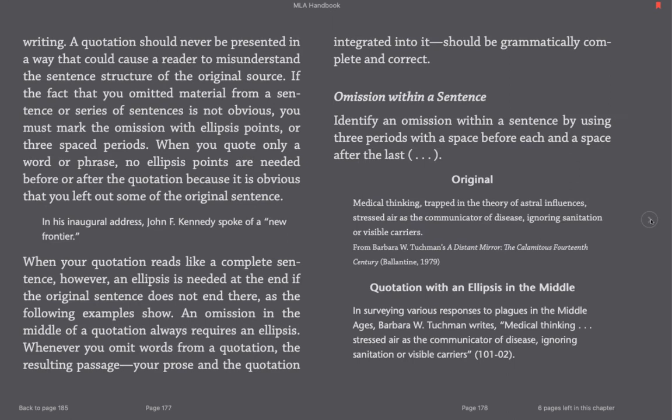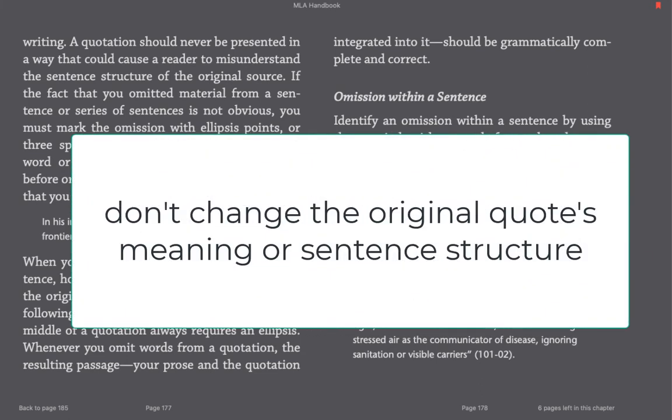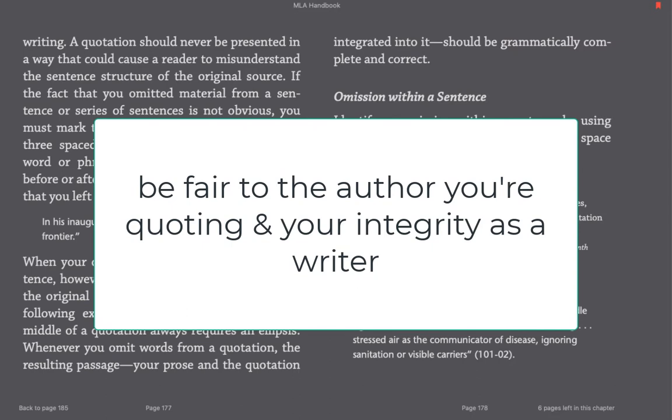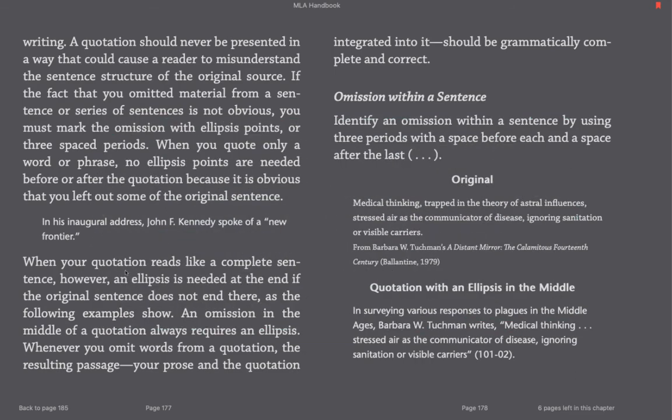So, the last thing I want to talk about with regards to quotations is if you decide to omit a word, phrase, or sentence from the quote you're citing, be sure to adhere to these two principles. One, never present your quotation in such a way that your readers can misunderstand the sentence structure of the original source. And two, always be fair to the author you're quoting and to your own integrity as a writer and to your writing. So make sure you adhere to those two principles.